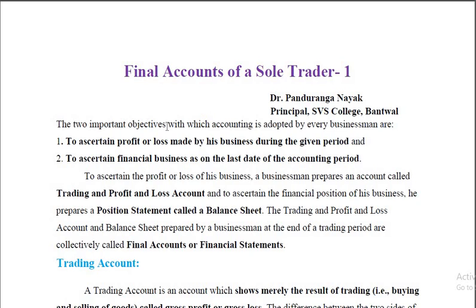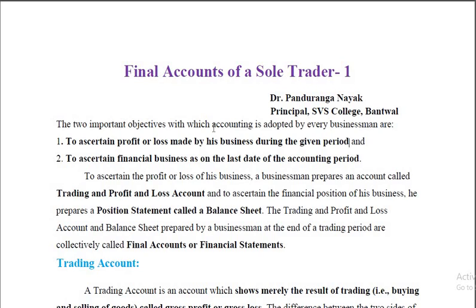What are the two important objectives of adopting final accounts or accounting? Number one, to ascertain the profit or loss made by the business during the given period. A businessman at the end of the year or accounting period would like to know whether he earned profit or incurred loss. Secondly, to know the financial position as on the last day of the accounting period. These are the two objectives of adopting accounting by any businessman.